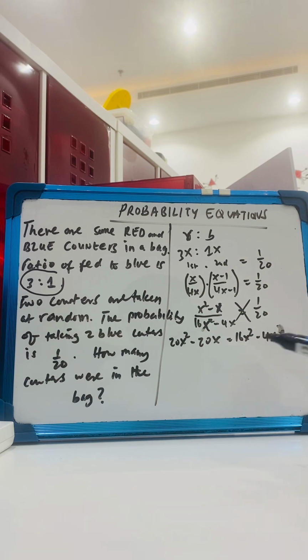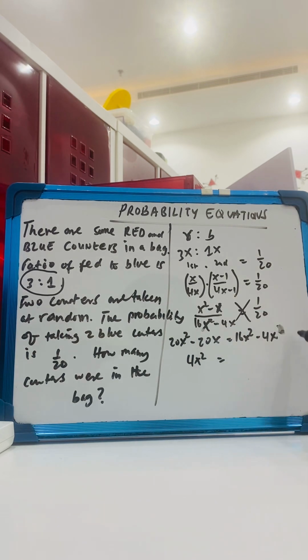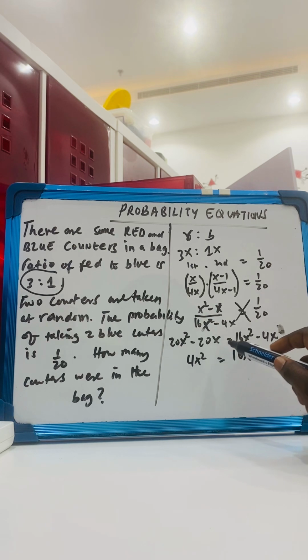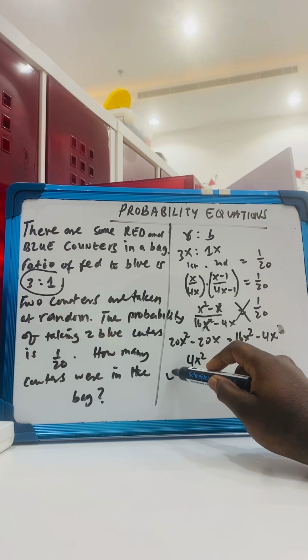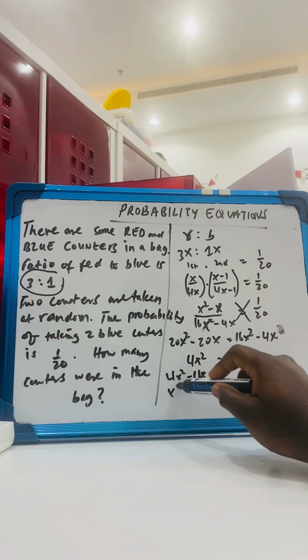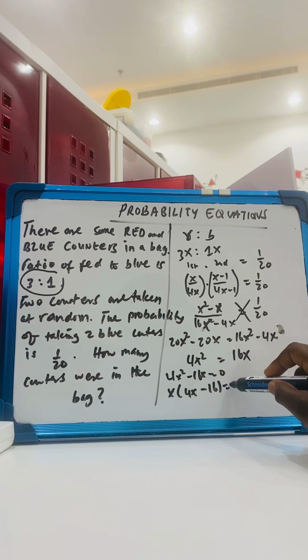Group common terms and solve for x. 20 minus 16x squared, I have 4x squared. Take this to the right, I have minus 4x plus 20, that is 16x. If I have this, I can bring this to the left and solve as a quadratic, or this is 4x squared minus 16x equals 0. Factorize x out, I have x times 4x minus 16 equals 0.